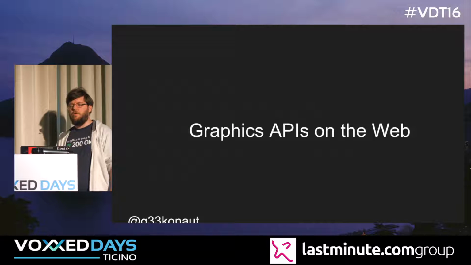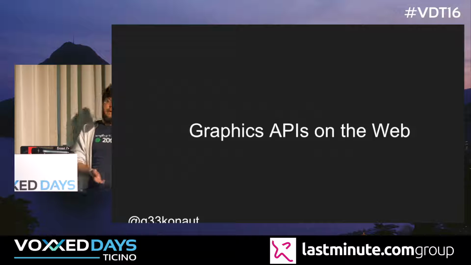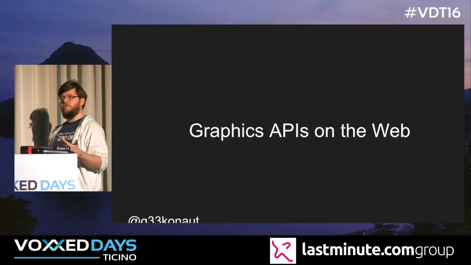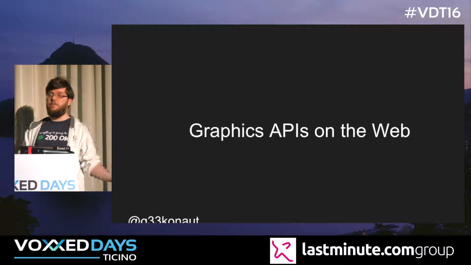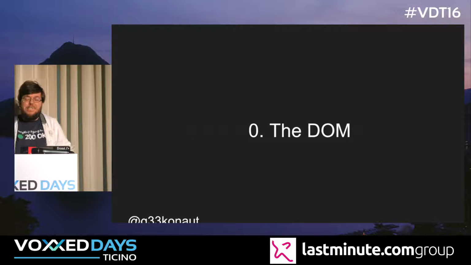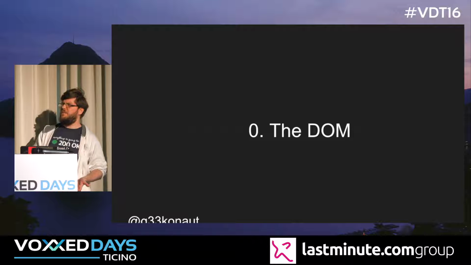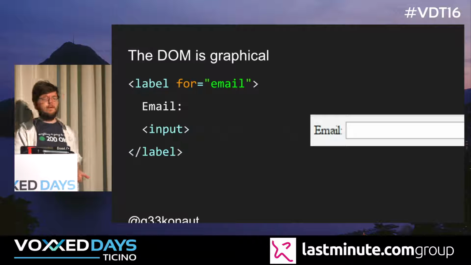Cool. So speaking of the web, we have a bunch of different graphics APIs. I'm leaving some out for very good reasons, but let's explore what APIs we have to influence how things look on the web. Well, the simplest one is the DOM. What? How is the DOM visual? Well, if you think about it, all I specify is I want a label that says email, and I want an input field, and then I get that. That is visual, in my opinion.